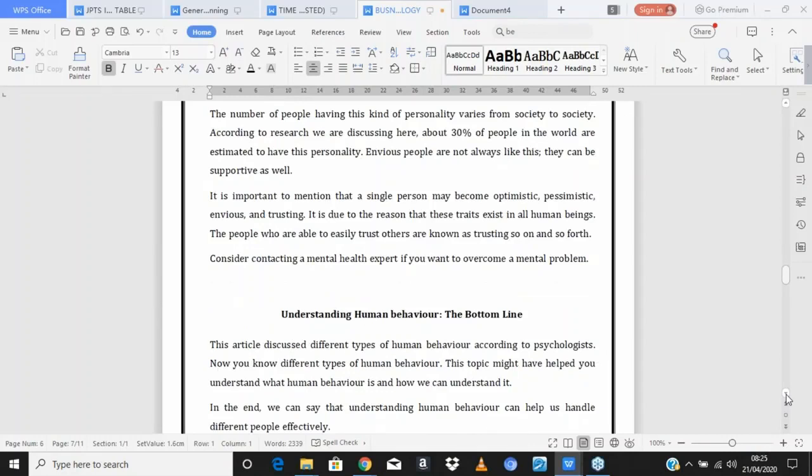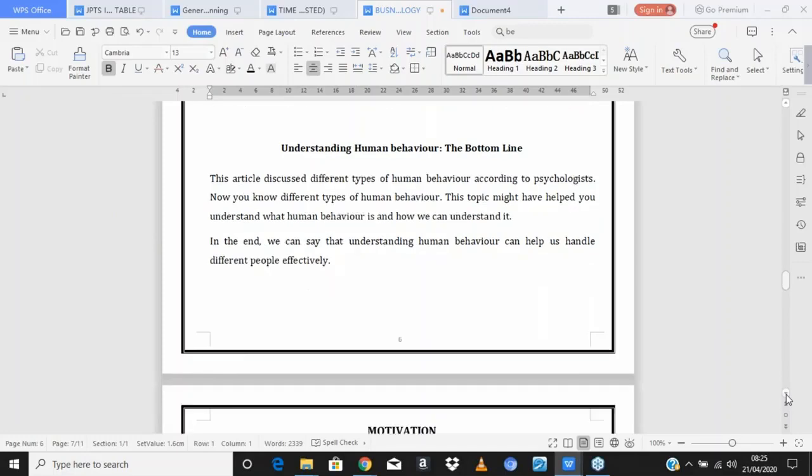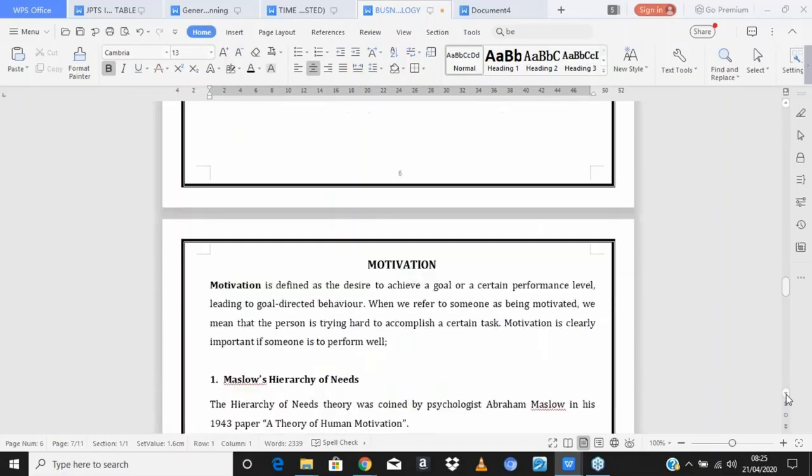So what is the bottom line of understanding human behavior? We said we are discussing these types of behaviors according to the study of psychology, and we know that there are different types of behavior. So in the end, we can say that understanding human behavior can help us to handle people very, very differently, and everybody cannot be handled in the same way.